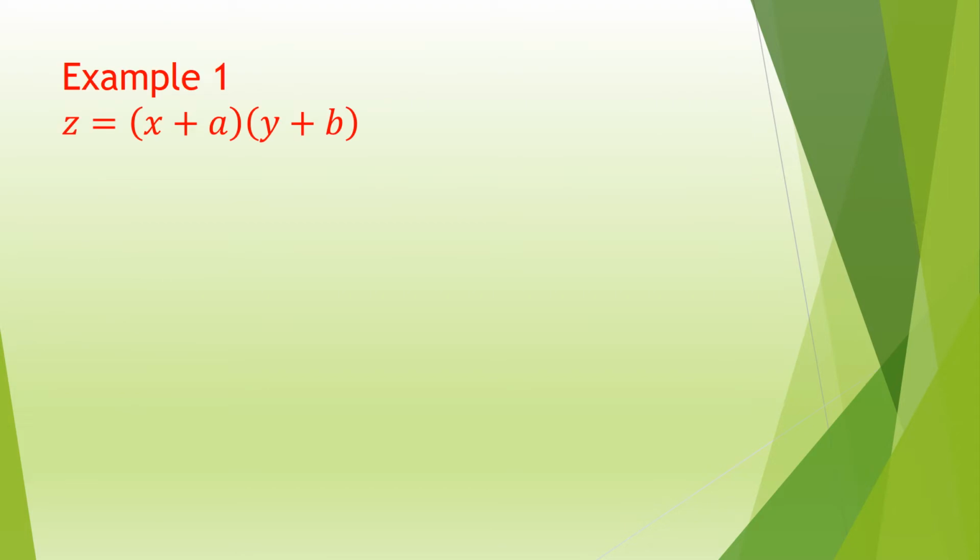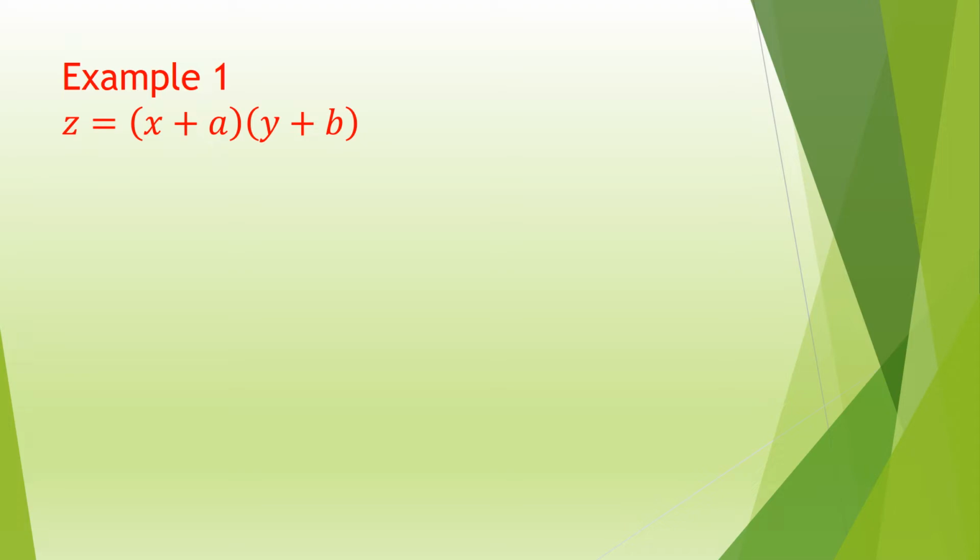Now let us discuss one example. Form PDE by eliminating the arbitrary constants in this given equation. What is the given equation? z is equal to (x plus a) into (y plus b). So what are the arbitrary constants here? a as well as b. So we have to eliminate a and b to find the PDE.